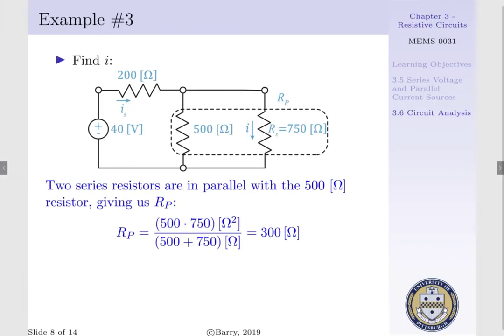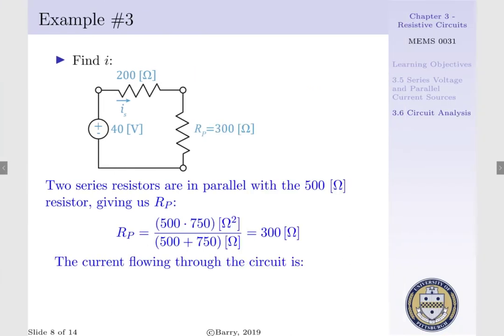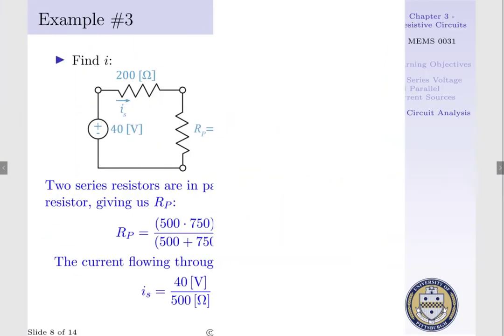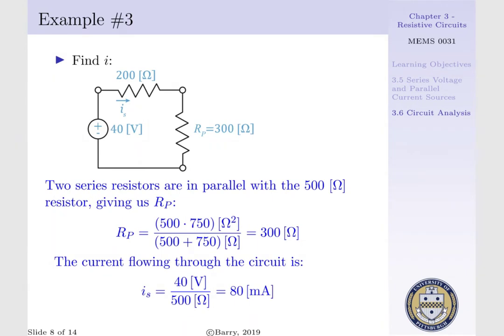That is to say, Rp would be equal to 500 times 750 ohms squared per the summation of our two resistances in our parallel configuration, or 500 plus 750 ohms, such that Rp would be equal to 300 ohms. With this, we recognize that Rp is in a series configuration with our 200 ohm resistor, such that we can solve for Is, our current flowing out of our voltage source. Is is found via Ohm's law by 40 volts per 500 ohms, which gives us a numeric value of 80 milliamps. Now we can expand our circuit back up and perform current division.